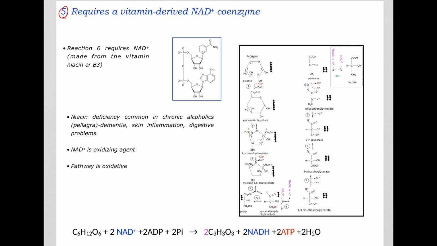Point number 5, you can see there is one reaction in glycolysis that requires NAD. So NAD comes from a vitamin. This vitamin is called niacin, or vitamin B3. Remember, we do not make vitamins. So here we have a reaction in glycolysis where we have to depend on a chemical that we do not make, and that is niacin. And we take that niacin and we convert it into NAD.